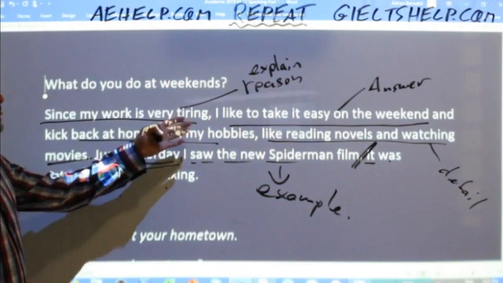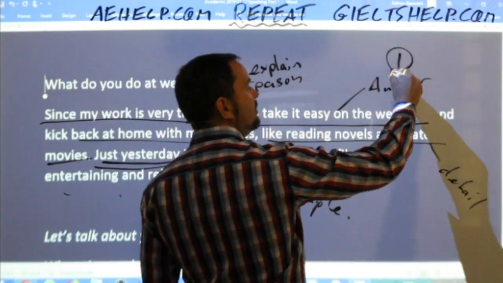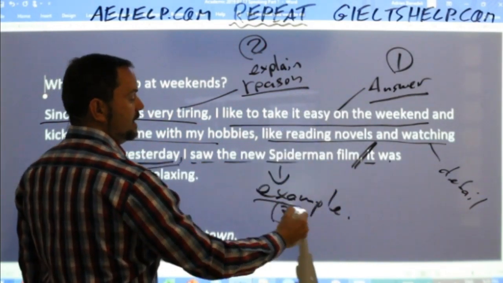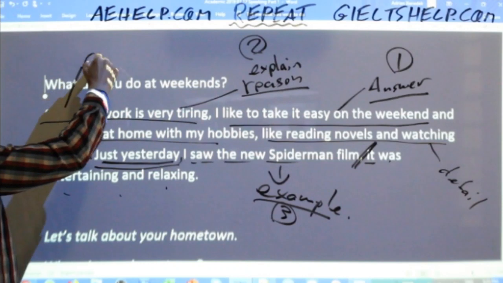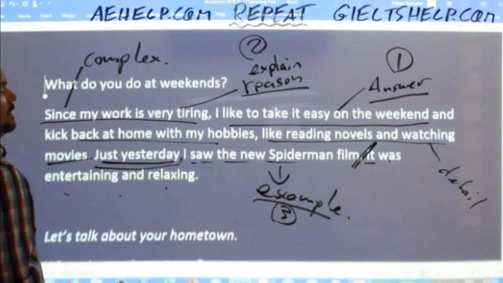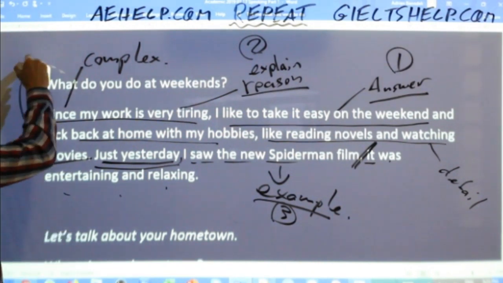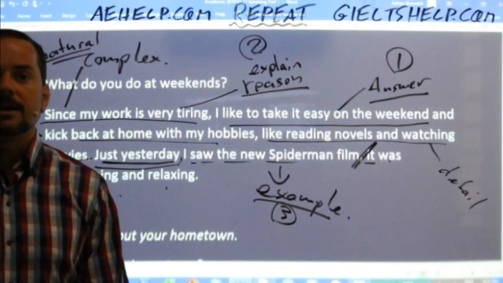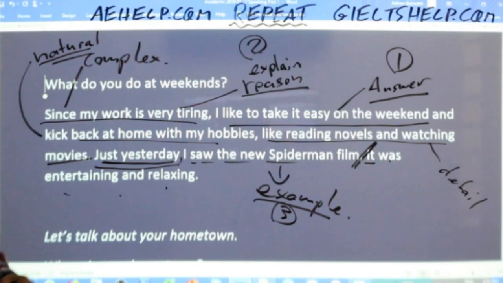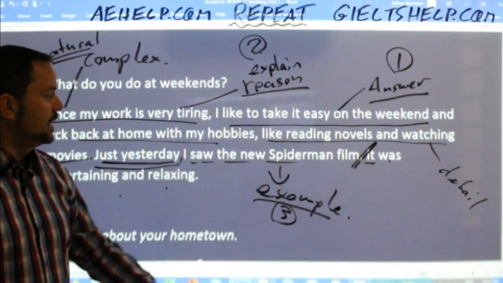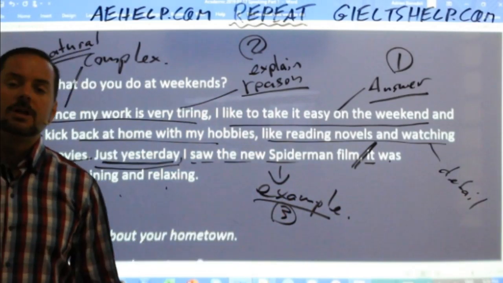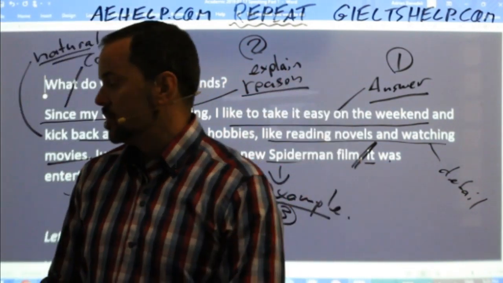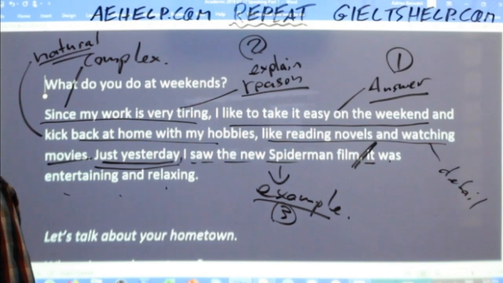So again, why is this a band 9? Because number one, I give my answer. Number two, I explain. Number three, I give an example. At the same time, I'm using a complex sentence, okay? So I have complexity. I'm using natural language. Only use expressions that you're familiar with, okay? I'm giving an answer. I'm explaining. I have detail with a good example. That's why it's a band 8, band 9, okay? That's high-level communication. That's what you need to focus on. I hope that's clear. Okay.